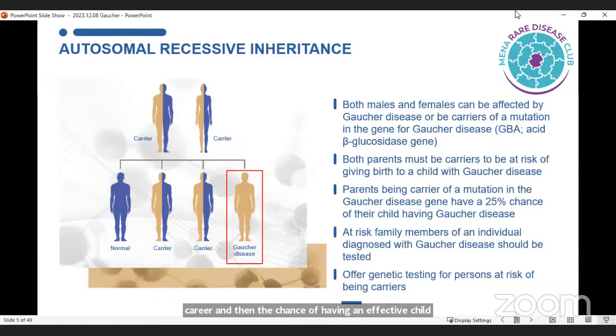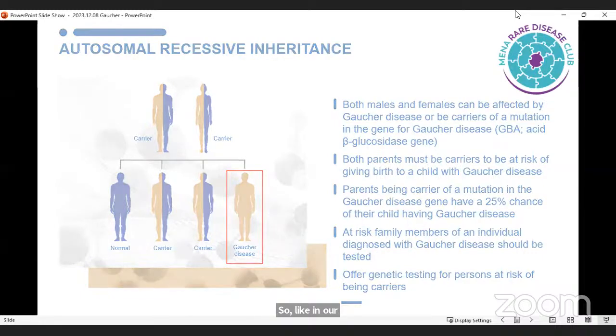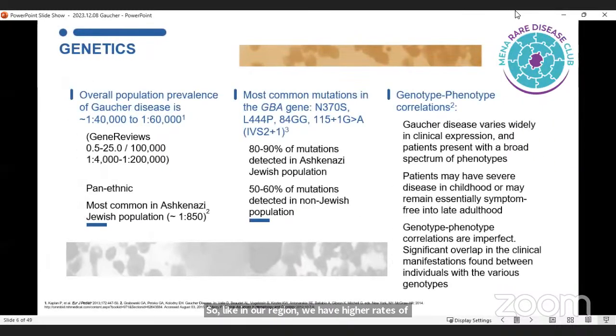Now, this is important because recessive diseases are more common in populations where we have a high consanguinity rate. So in our region, we have higher rates of recessive diseases. Now, prevalence varies widely. If you look at GeneReviews, it varies between 1 in 4,000 to 1 in 200,000. But a rough estimate is about 1 in 50,000. So it's considered a rare disease.